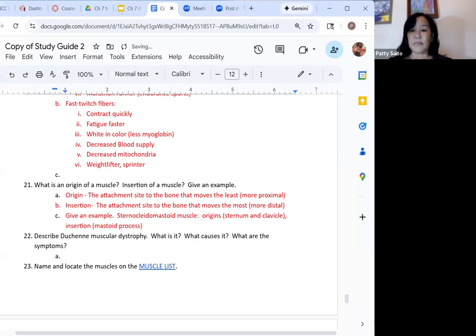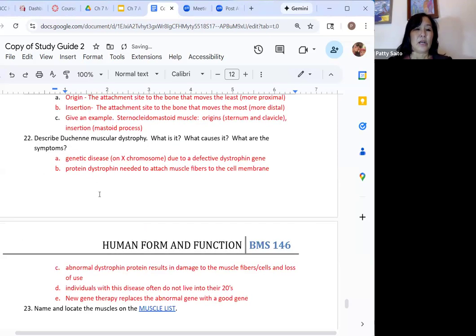Duchenne muscular dystrophy. So what is it? What causes it? And what are the symptoms? So Duchenne muscular dystrophy, first of all, is a genetic disease. Okay? And it's a problem with a gene on the X chromosome. So it is sex-linked, as far as being on the X chromosome, which is a sex chromosome.